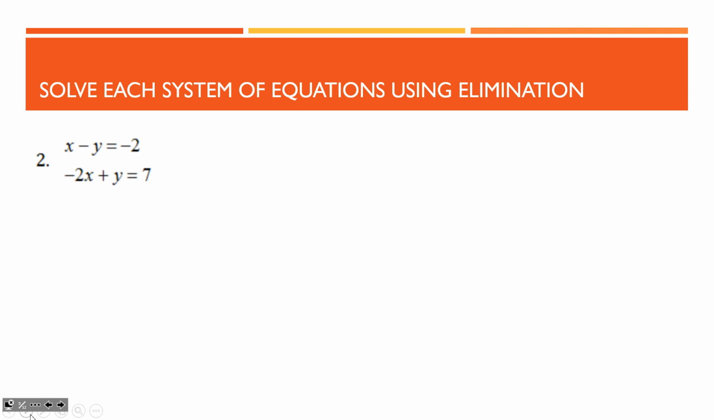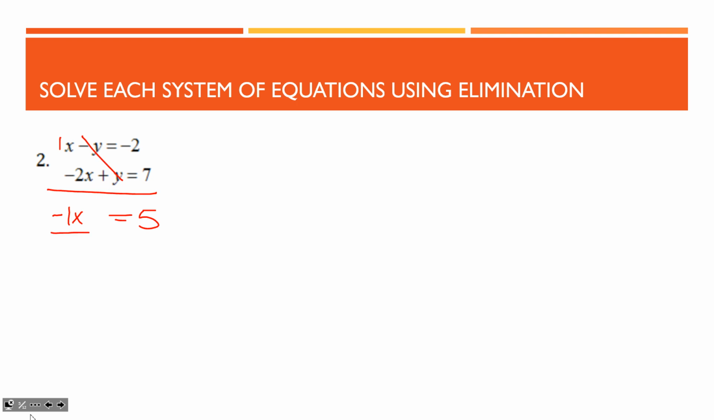Okay, so here's another one. Think about which variable is going to cancel when I add them together. Which variable has coefficients that are opposites? Hopefully you can look at that and say, well, the coefficients of the y's are -1 and 1, so they're going to cancel. So let's add these two equations together. The x terms, this is a 1, so I have 1 minus 2, -1x. -y plus y, like we said, is 0. That cancels. Equals, and then -2 plus 7 is 5.